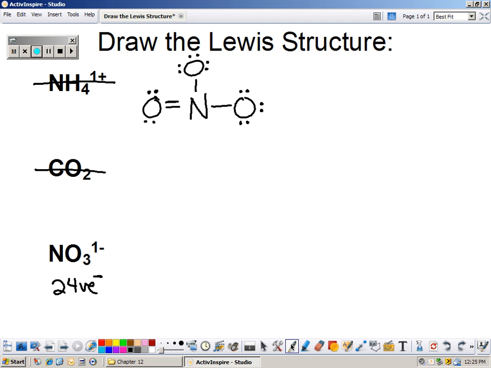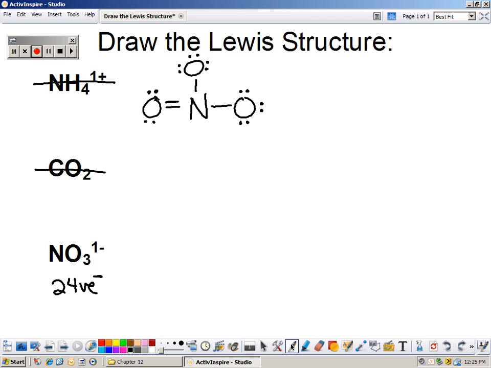Now, did we use up our 24 valence electrons? Well, let's count them all up, starting with the double bond. 2, 4, 6, 8 around that first oxygen. The next oxygen, that would be 10, 12, 14, 16. And then the last oxygen, 18, 20, 22, 24. Okay, so you've used up all 24 of your electrons. You've made sure that each atom has an octet. So each one meets the octet rule. So this is your Lewis structure.